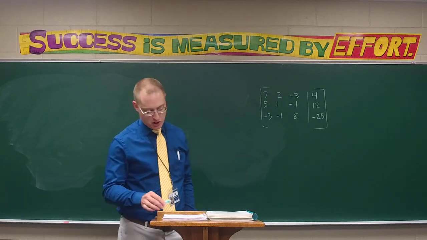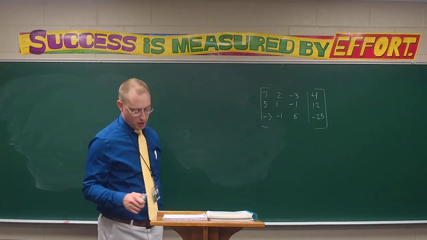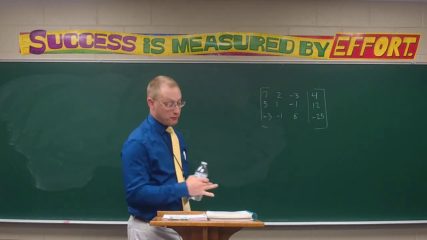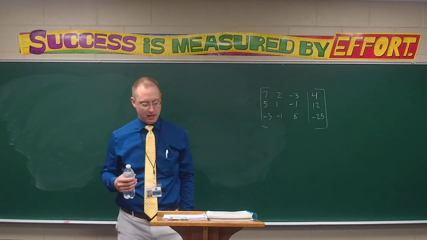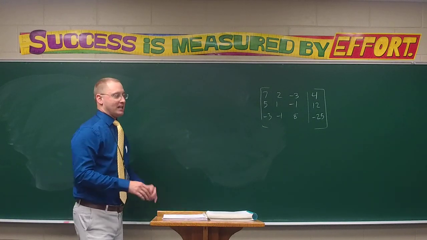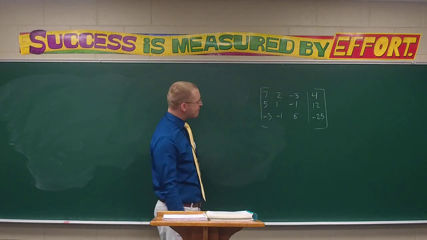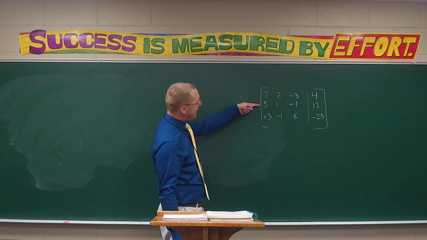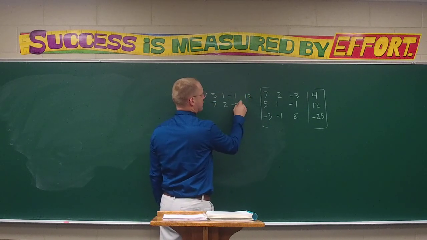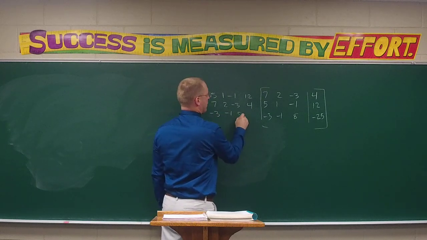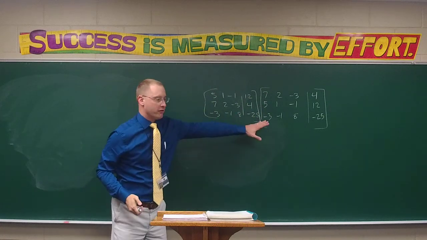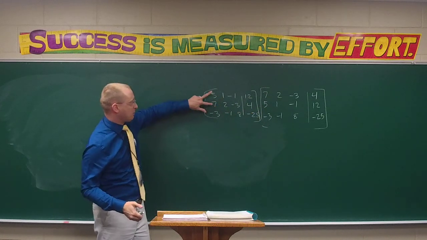Elementary row operation number 1, or ERO1, would be you can switch two rows. First elementary row operation, I'm going to differ, by the way, from what the book has, so don't copy out of the book, copy in my notes, please. But the first one happens to be the same, to switch two rows. So kind of like thinking like a Rubik's Cube, it's like, I don't really like this one here, I'd rather have it up here. Okay, then 5, 1, negative 1, 12 goes on top of the 7, 2, negative 3, 4. And I'll leave the negative 3, negative 1, 8, negative 25 where it is. I haven't changed the value of anything in the matrix by simply switching two rows.